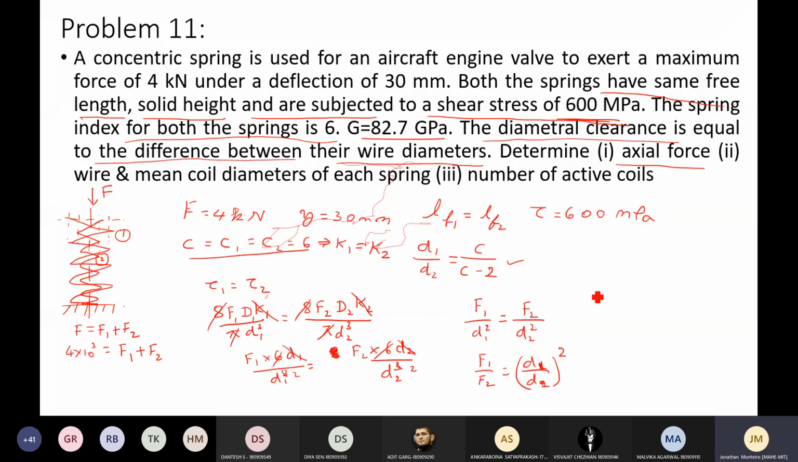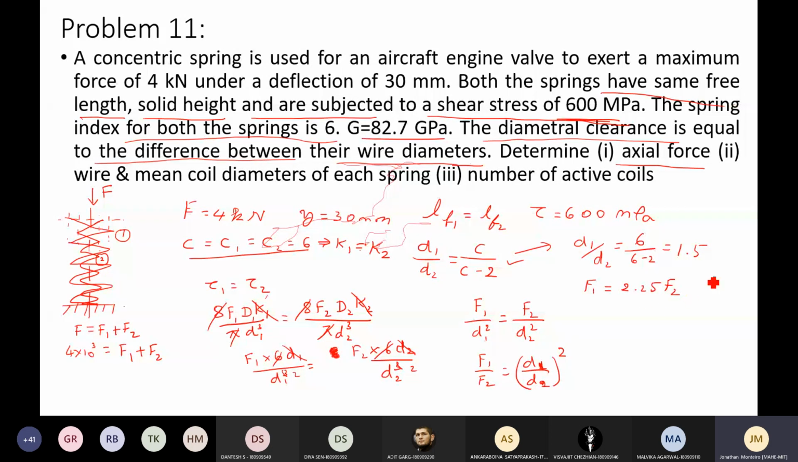Okay, we came across F1 by F2 equal to D1 by D2 squared. Now what is D1 by D2? Just find out its value because you know what C is. So D1 by D2 using this equation is C by C minus 2, that is 6 by 6 minus 2. So it is 1.5. So this D1 by D2 ratio you know, though you do not know the individual values. So 1.5 the whole square. So you should get F1 is equal to 2.25 times F2.